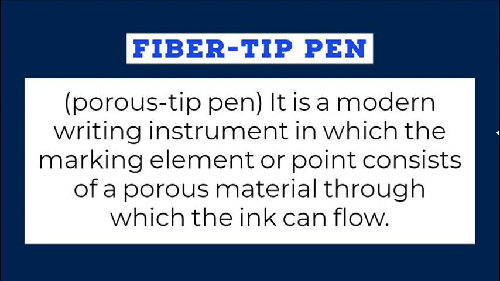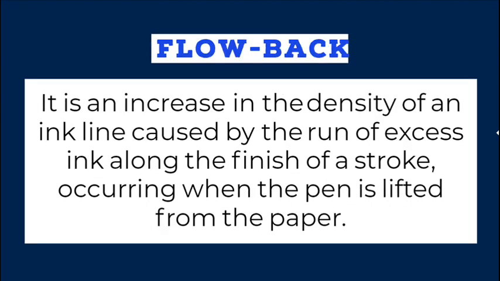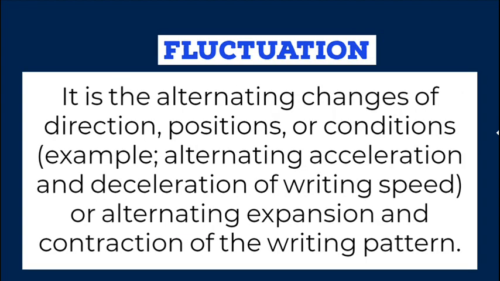Fiber tip pen. Porous tip pen. It is a modern writing instrument in which the marking element or point consists of a porous material through which the ink can flow. Flowback. It is an increase in the density of an ink line caused by the run of excess ink along the finish of a stroke, occurring when the pen is lifted from the paper.